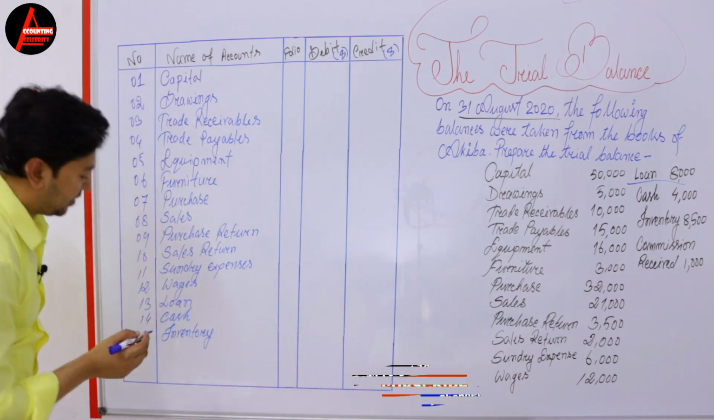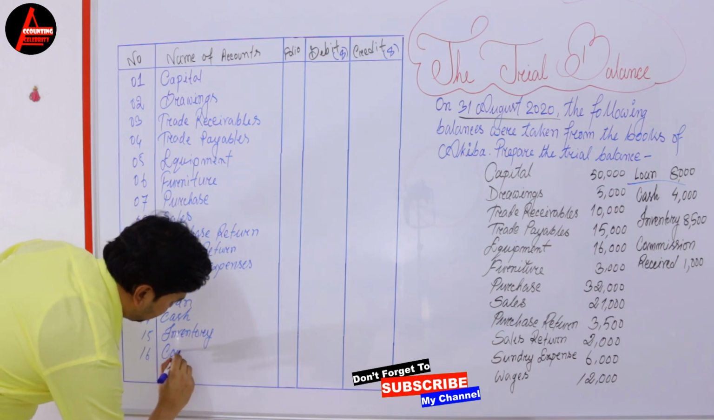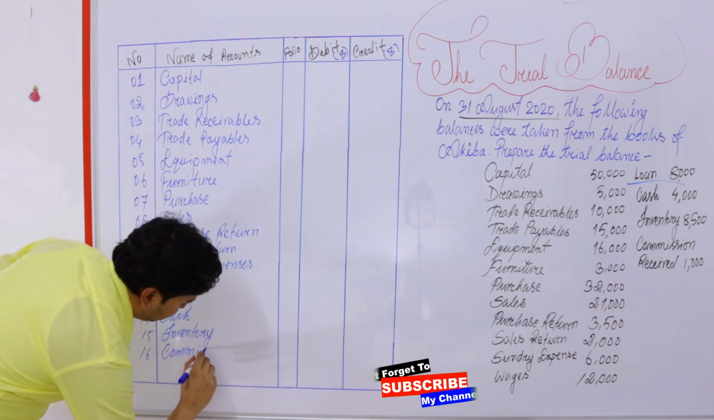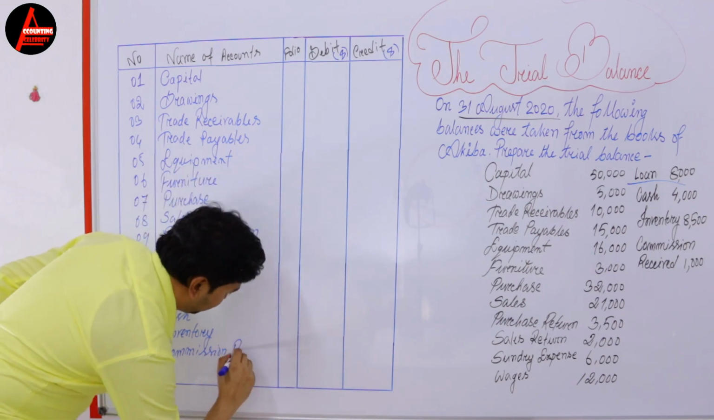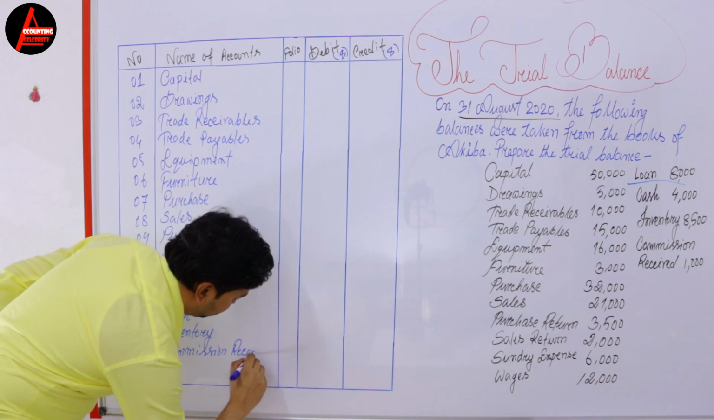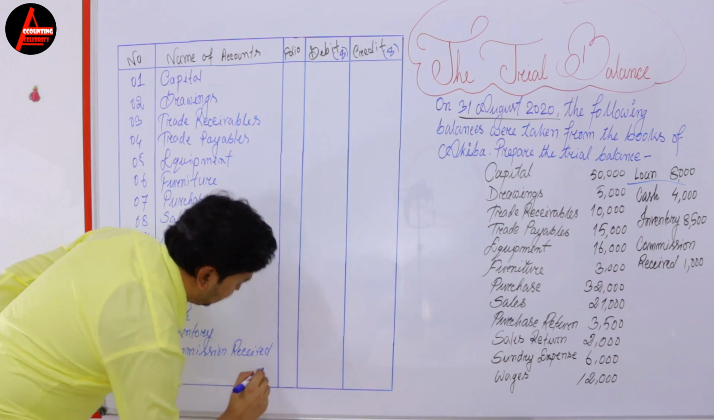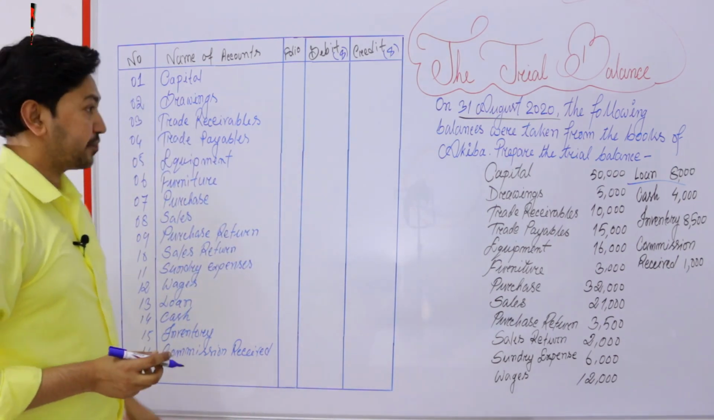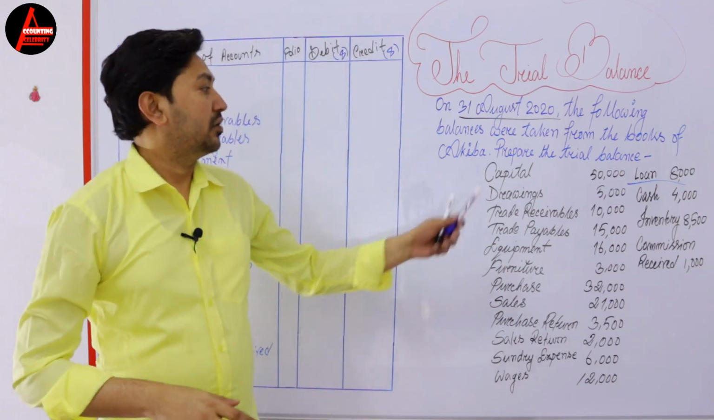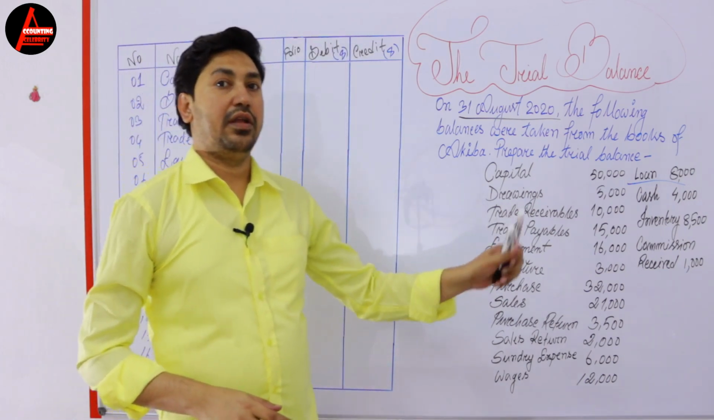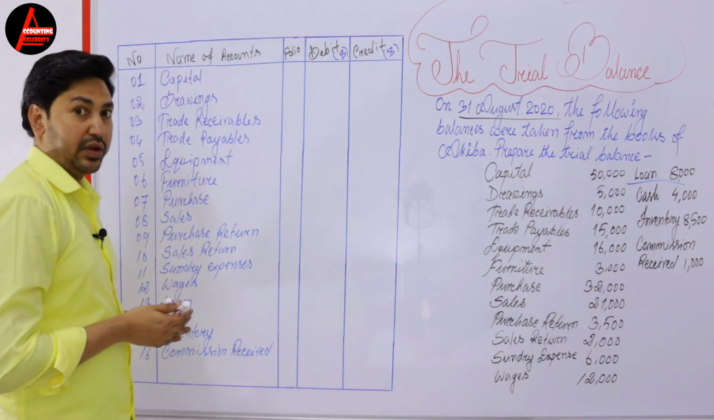Okay, last one, number 16. What is 16? Commission. Commission what? Receipt. Commission receipt is an income, yeah? Okay. So this is how, first of all, you have to list all the accounts given in the exam paper, and you have to copy them here in this trial balance format.